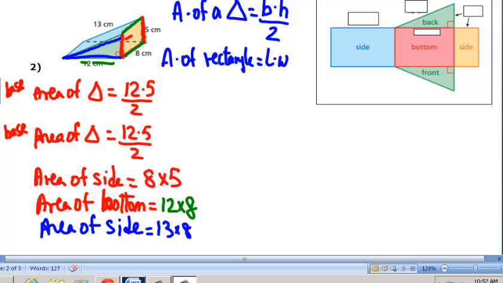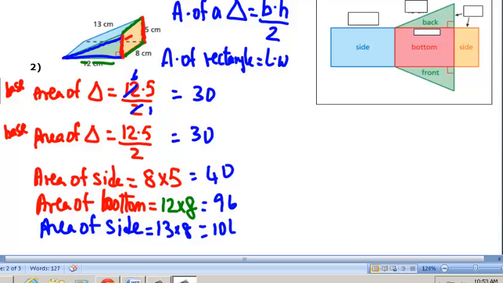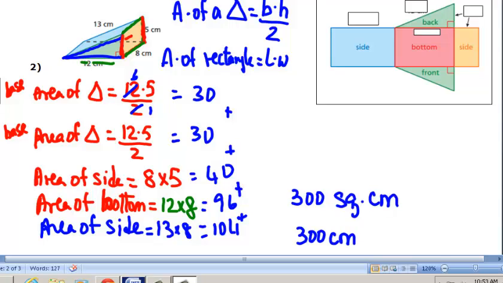Okay, all we are going to do is figure this out. 12 times, so 2 goes once, 2 goes 6 times, so that's 30. That's 30. That's 40. This is 96. And of course this one is 104. All we are going to do is add them up. And when you add up, we end up with 300 square centimeters. This is centimeters, so square centimeters. Or you can say 300 centimeter square.